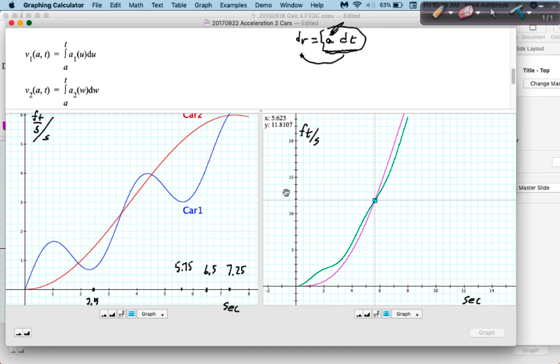People are saying car 1 is ahead. Agree with that? Yeah, because its speed has been greater this whole time. So this is just when their speeds are equal for the first time. But this whole time, car 1 has been going faster. So it's going to be ahead here.